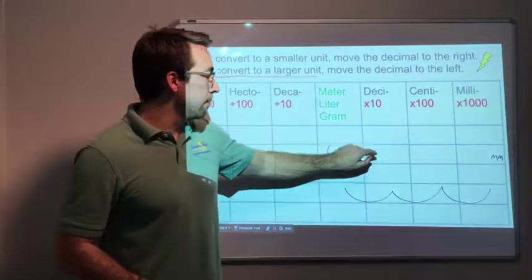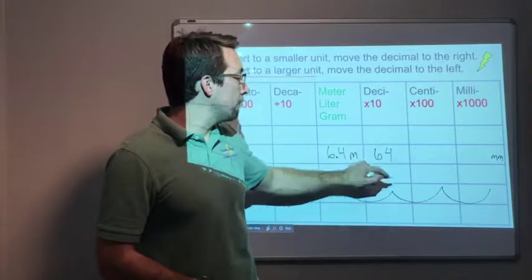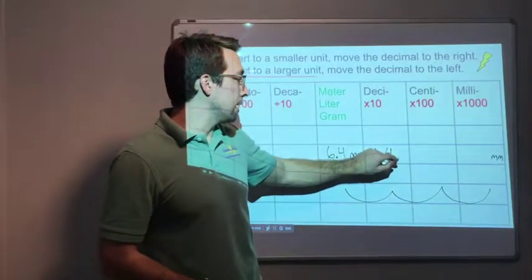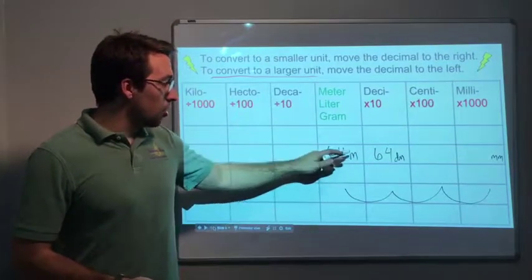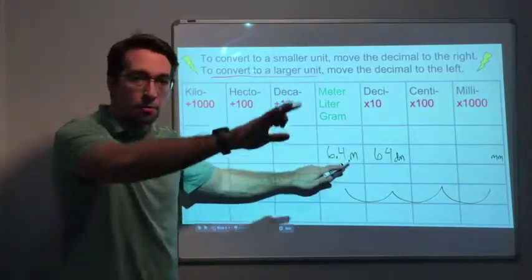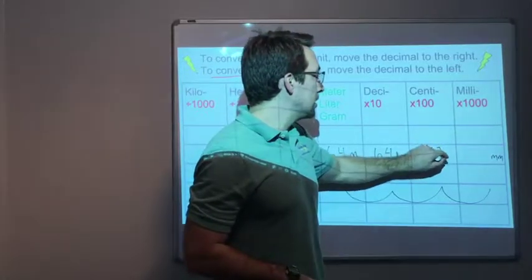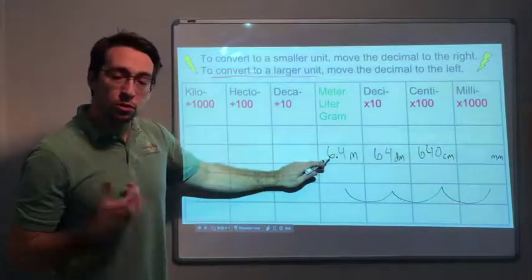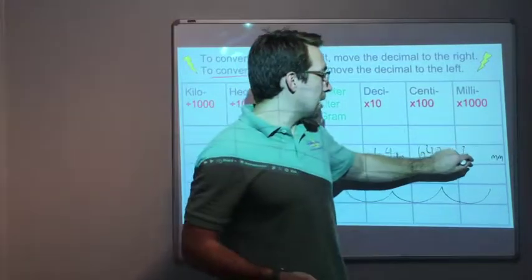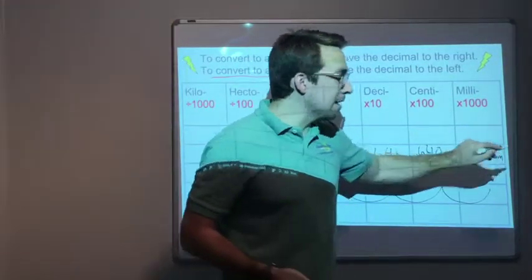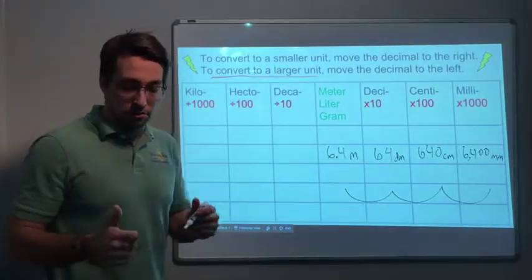So the first column, in decimeters, how many decimeters do I have? 64 decimeters, right? 64 decimeters. Oh, because I moved it over 1 place value. Second one, 640 centimeters is equal to 6.4 meters. And then look, 6,400 millimeters is equal to 6.4 meters.